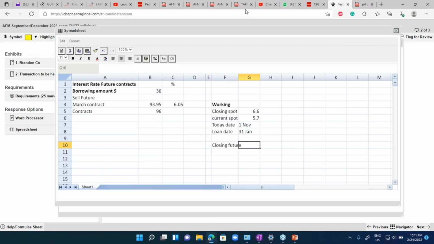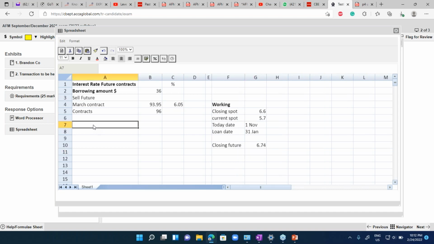So let me apply the formula. Closing spot, always put the plus sign, opening future minus current spot, into 2 divided by 5. 6.74 closing future. Close the contract.